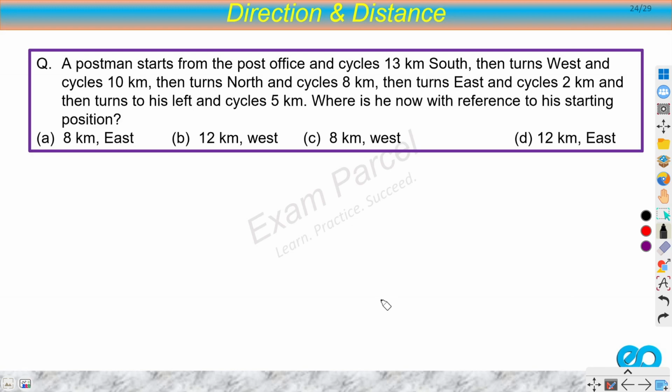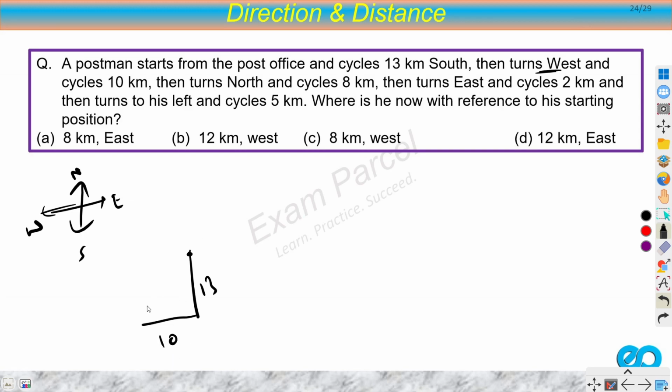Okay. So there are lots of turns. So let's say this is the post office. He starts from here. He goes 13 kilometers south, then turns west. So west is this direction, right? Let me draw the direction. East, west, north, south. So 13 kilometers south, then turns west. So this direction, okay? And cycles 10 kilometers.